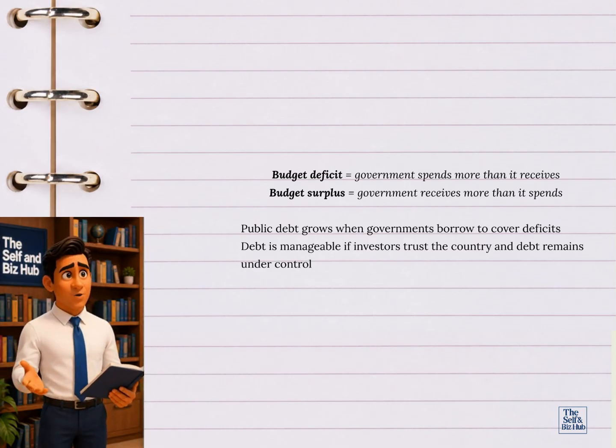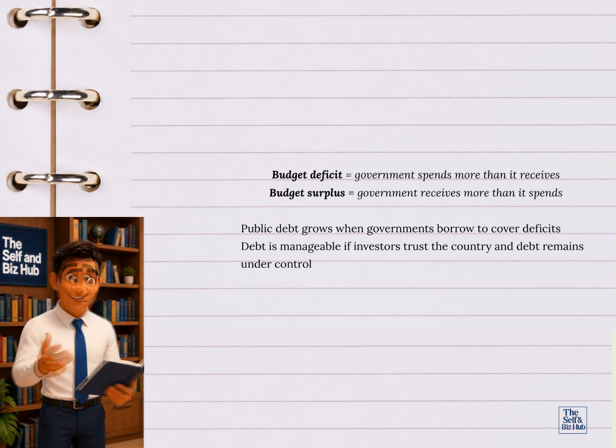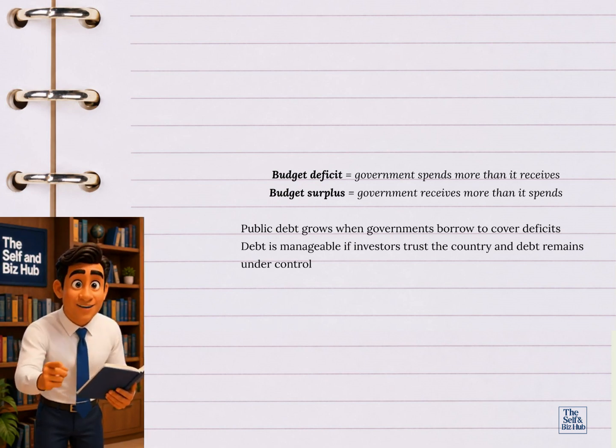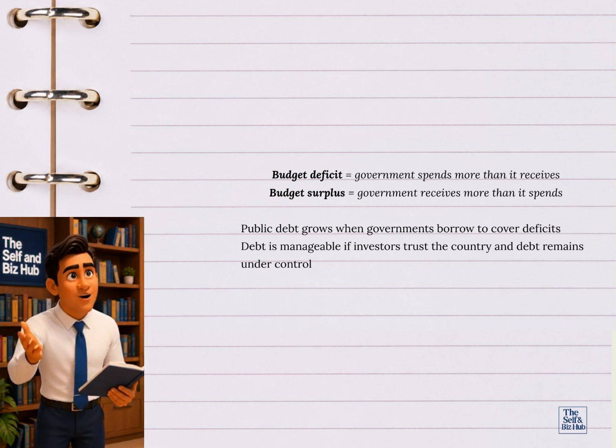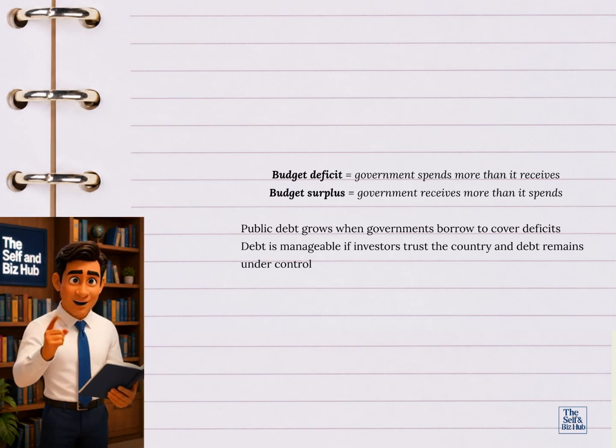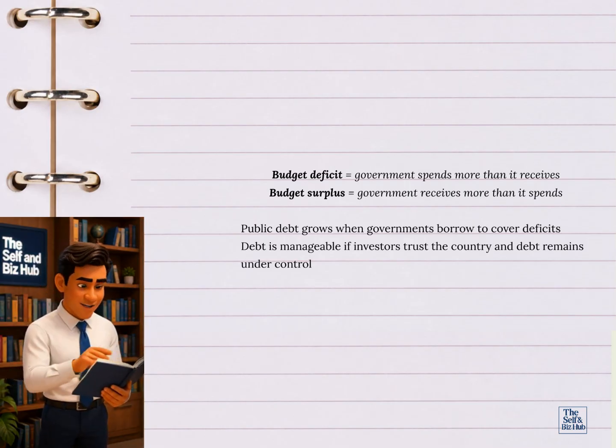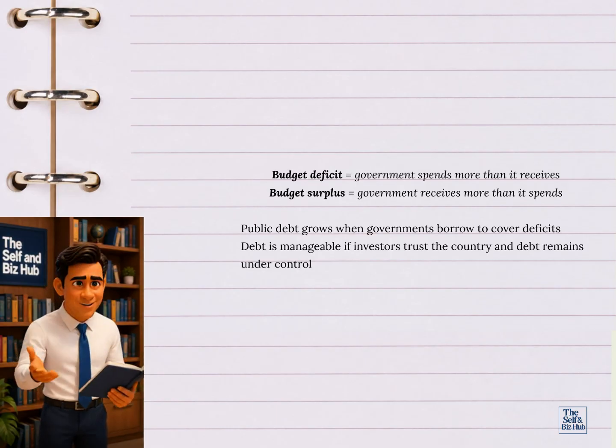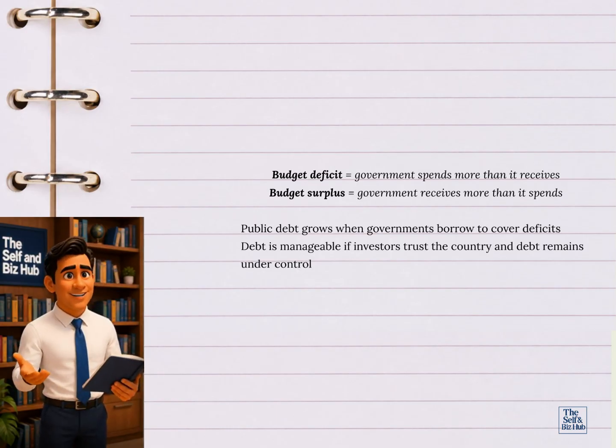When a government spends more than it collects through taxes, a deficit is created. To cover it, the government borrows money. This is how public debt accumulates. Debt itself is not always a problem. Many developed countries have very large levels of debt.